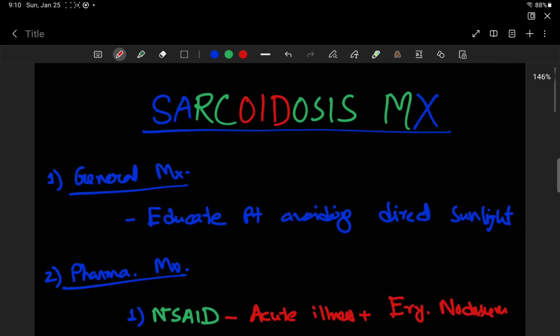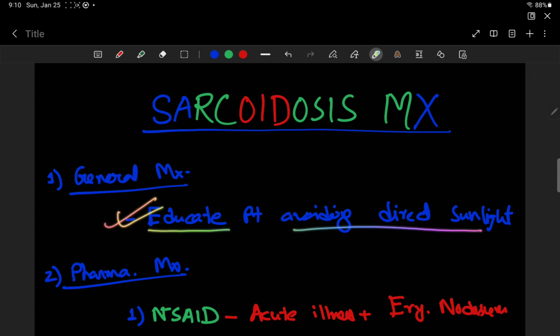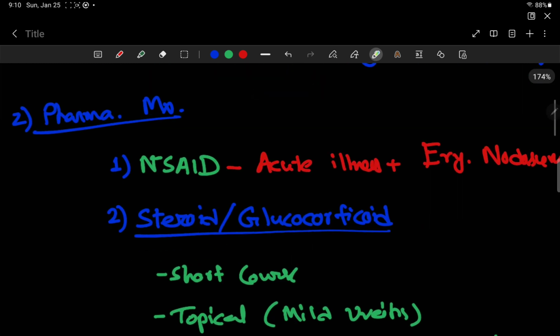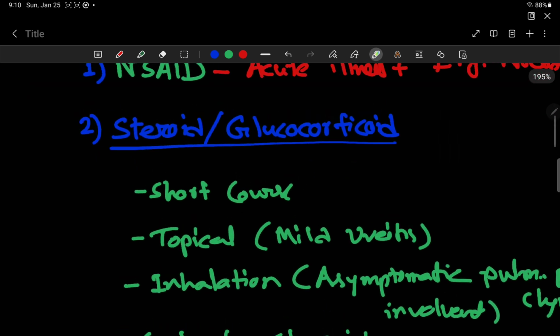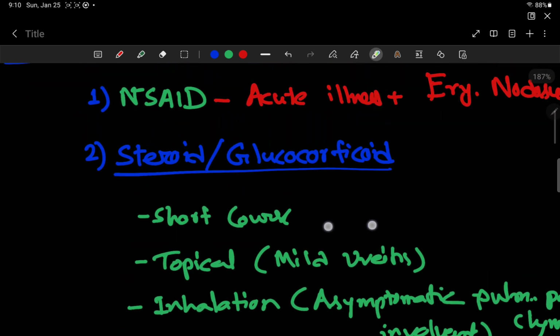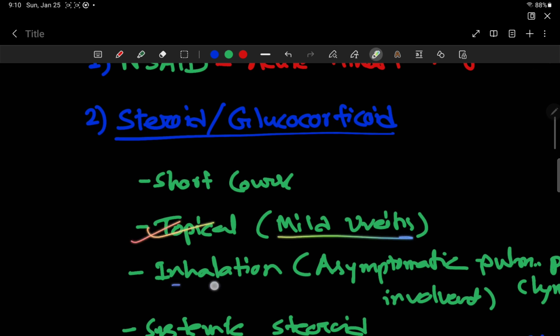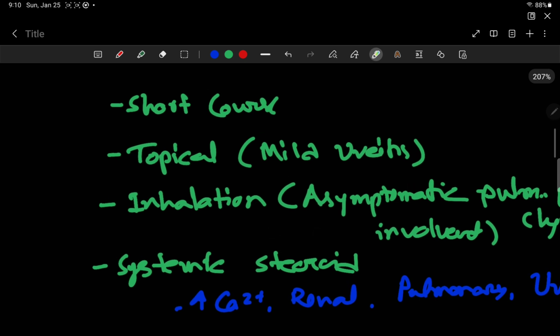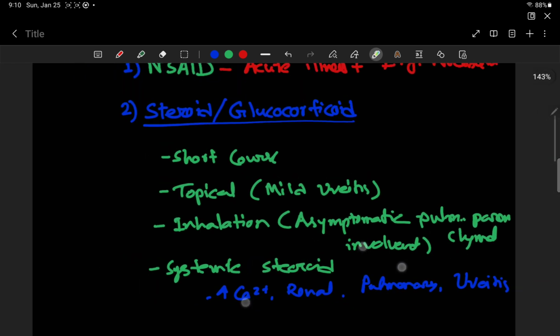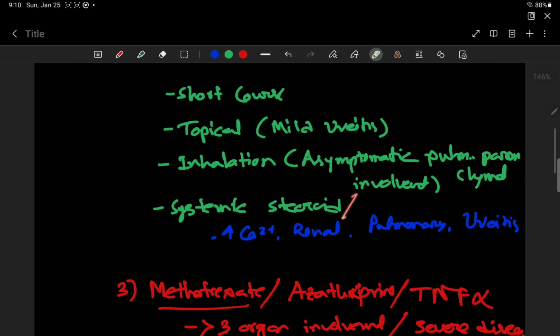For sarcoidosis, again, generally we'll educate the patient to avoid sunlight. In pharmacological management, for acute illness, NSAID; you can give a short course of steroid with NSAID, but topical for mild uveitis, and inhalation for asymptomatic pulmonary parenchymal involvement. Systemic steroid, like prednisolone, you can give for a longer period if there is hypercalcemia, renal involvement, pulmonary involvement, or uveitis.